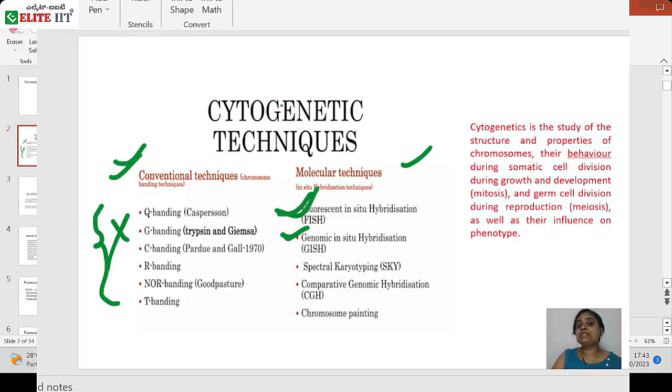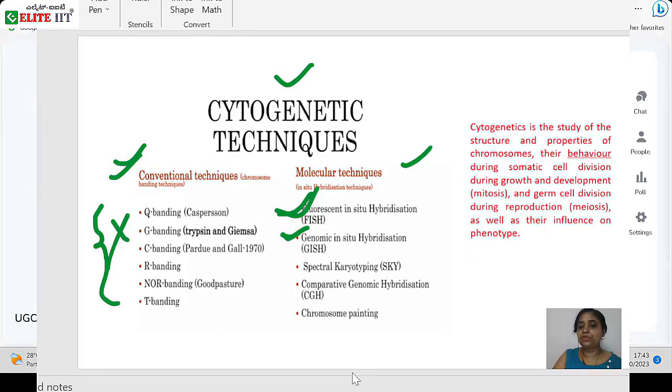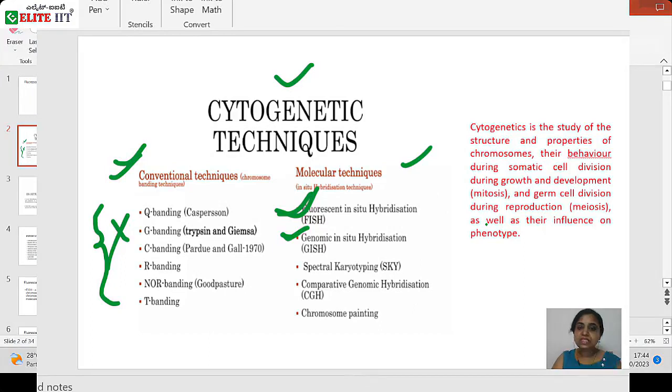Now, what is cytogenetics? Cytogenetics means related to chromosomes. So, if you do any study to understand the chromosomal structure or properties, that is known as cytogenetic techniques. Techniques involved in the study of the structure and properties of chromosomes are known as cytogenetic techniques. Today our main focus is on two techniques: fluorescent in situ hybridization and genomic in situ hybridization, FISH and GISH. First I am going to discuss FISH, then GISH.